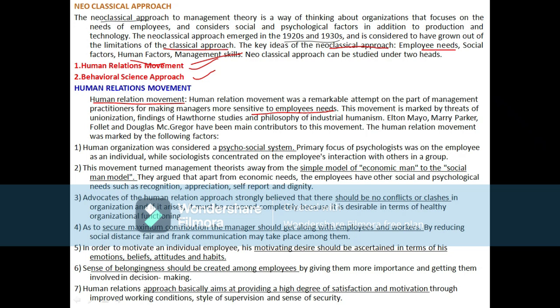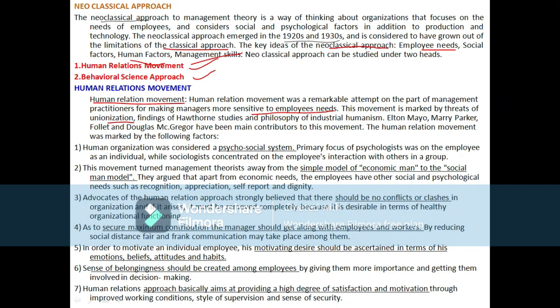This movement is marked by threats of unionization. What threats did they feel from the introduction of human relations in organizations? They felt that this movement was a threat because trade unions would be created. If trade unions are created, they will make demands and have more leverage against the management or organization. So they thought of this as a limitation: the threat of unionization if we practice human relations.